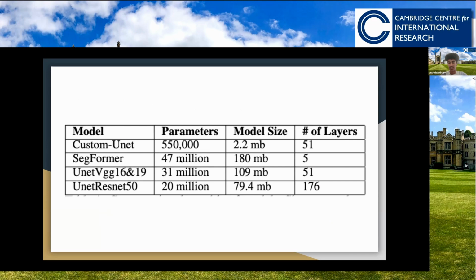You can see here the Sigformer had the largest size, 180 megabytes, and it also had the greatest number of parameters. On the other hand, the custom UNet had the lowest number because we reduced the number of layers by tenfold. For the UNets we had the VGG 16 and VGG 19, which have been renowned for efficient backbones. We placed them alongside a ResNet 50.